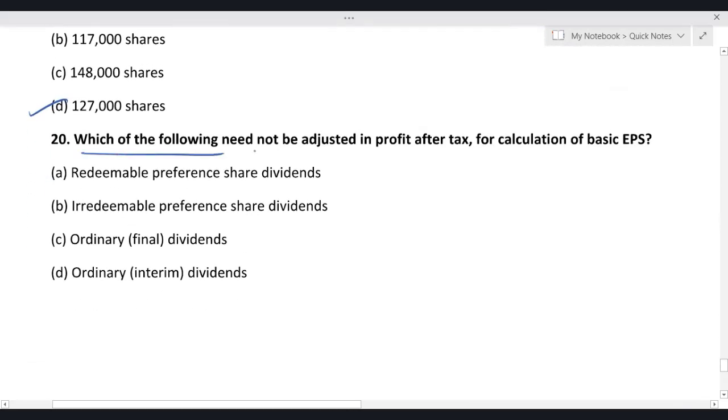Which of the following need not be adjusted in profit after tax for calculating basic EPS? Very important point. Actually, something which is already adjusted, you're not going to adjust it again. Repeat, if something is already adjusted, then there is no need of making any adjustment. So which of the following need not be adjusted? Redeemable preference shares dividend. Very important point. Can I say redeemable preference shares dividend means this is actually an interest.